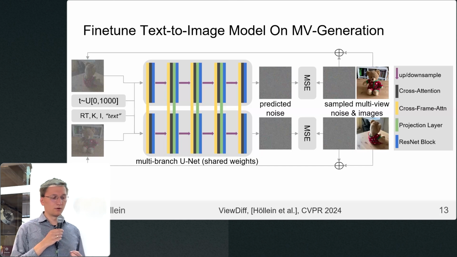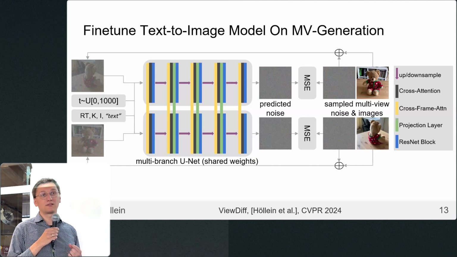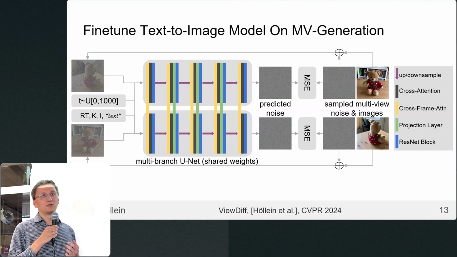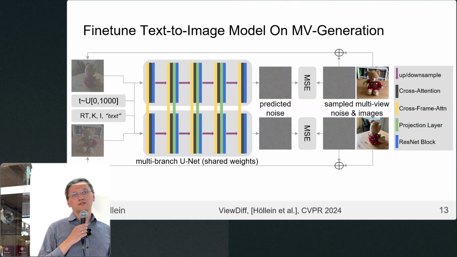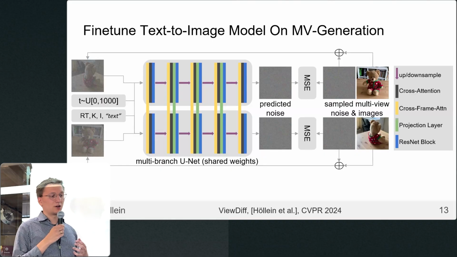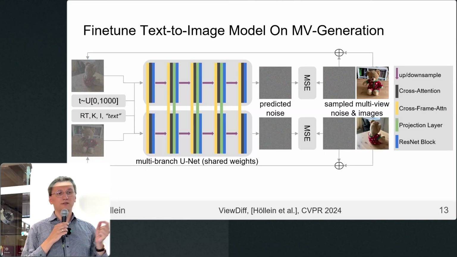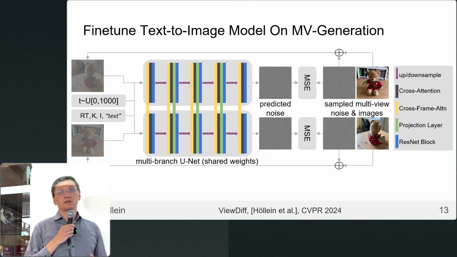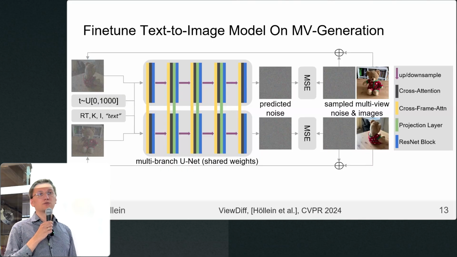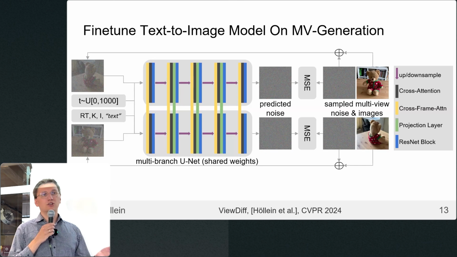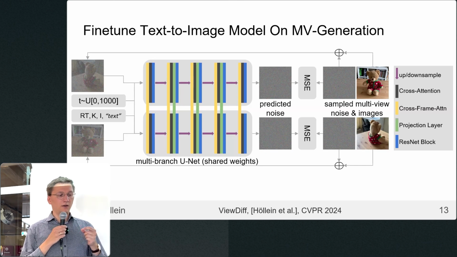The way this works is to fine-tune an existing text-to-image model. So we use Stable Diffusion, which is a UNet architecture, which takes as input a noisy image, and it predicts the noise applied to it. If we now want to generate multiple images at the same time, we are extending this to generate multiple images, and we give additionally the relative camera between them as input. And we enlarge the UNet architecture in two ways. We have this yellow box, the cross-frame attention, which enables communication between the two images. Basically, they can share with each other the features that they use to generate the image.